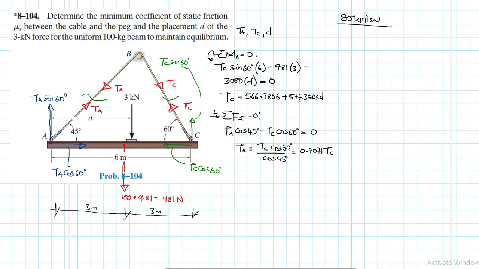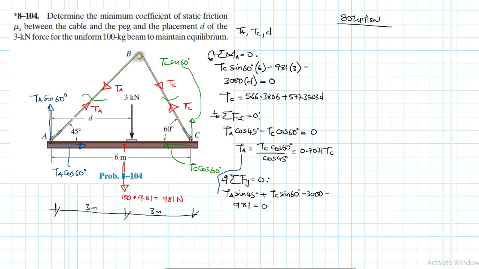Okay, then we have summation of forces in the y direction, like so. What do we have in the y? We have TA sine 45 plus TC sine 16 minus 3000 minus 981 equal to 0. So replacing this TA here, we use blue.